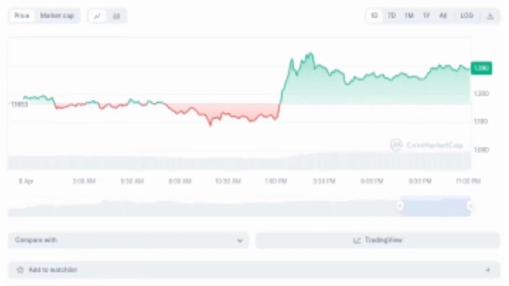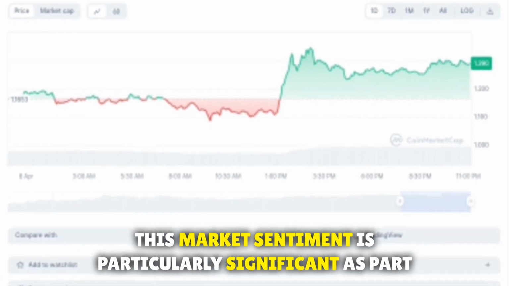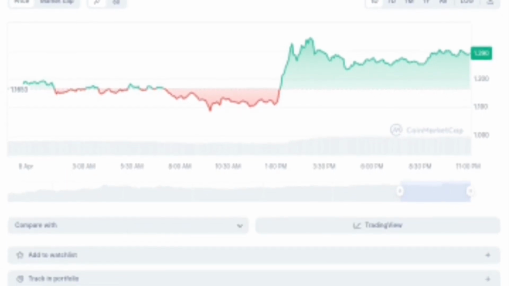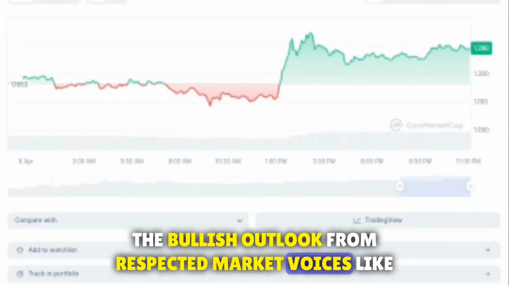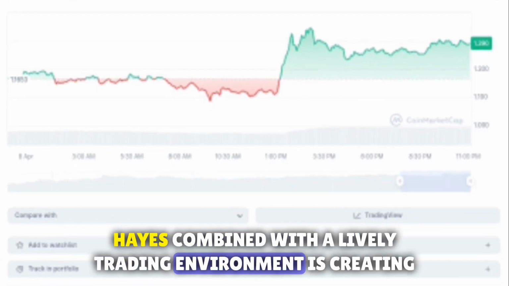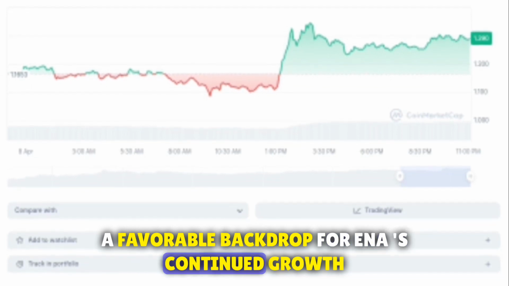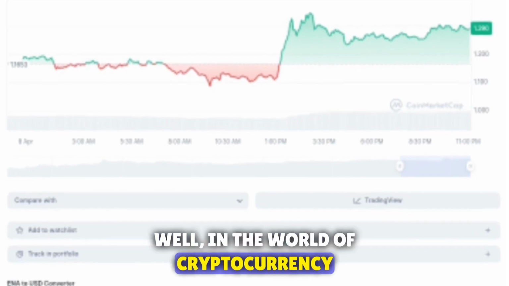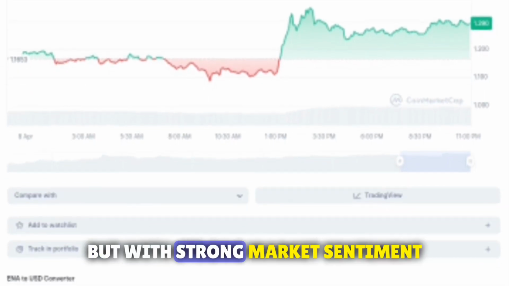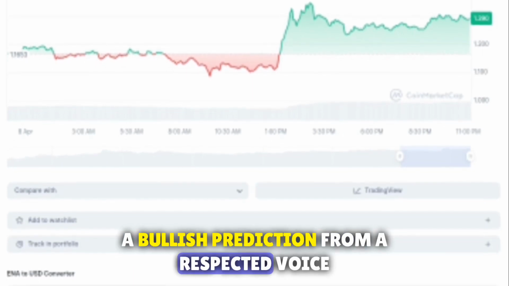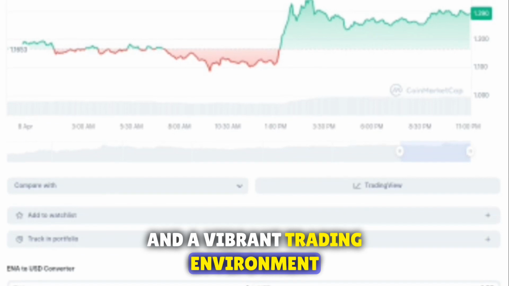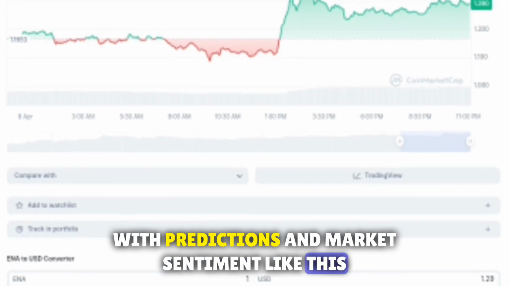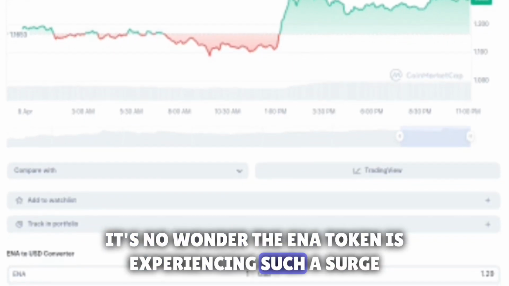In the context of ENA, this market sentiment is particularly significant. As part of a thriving market, ENA is well positioned to benefit from this positive environment. The bullish outlook from respected market voices like Hayes, combined with a lively trading environment, is creating a favorable backdrop for ENA's continued growth. So what does all this mean for ENA? Well, in the world of cryptocurrency, nothing is ever certain. But with strong market sentiment, a bullish prediction from a respected voice, and a vibrant trading environment, the conditions seem ripe for ENA's continued surge. With predictions and market sentiment like this, it's no wonder the ENA token is experiencing such a surge.